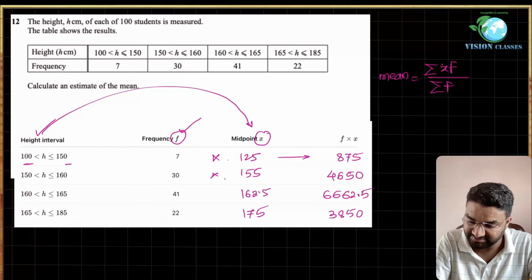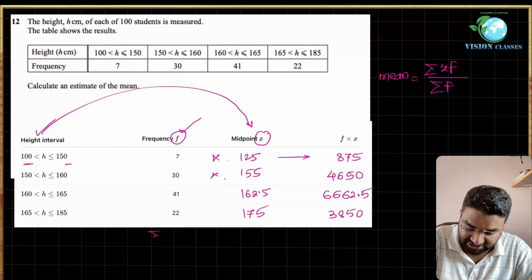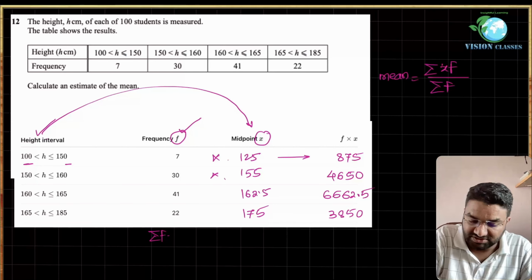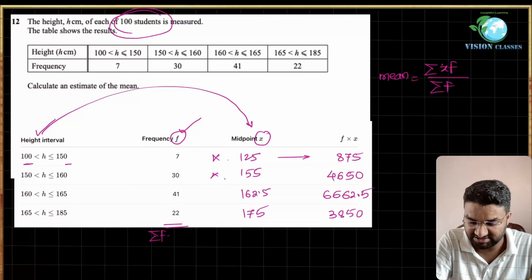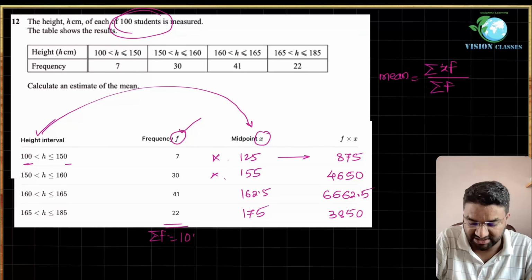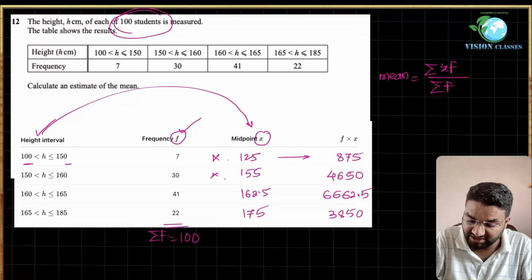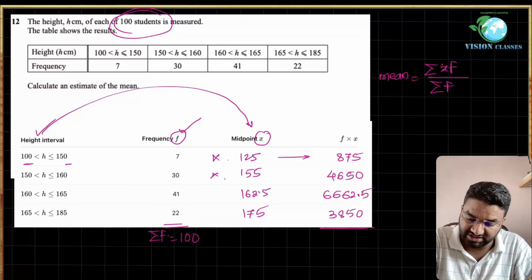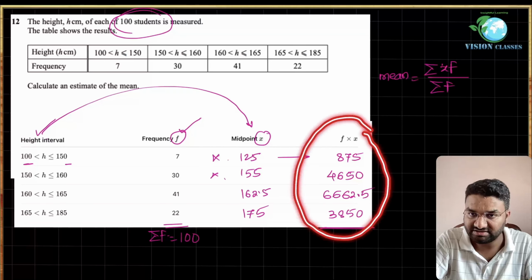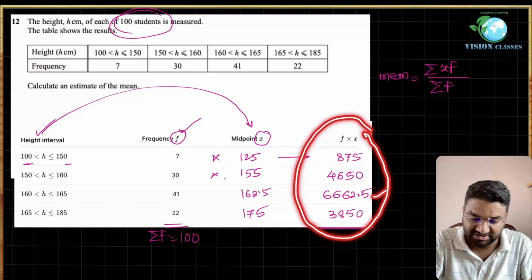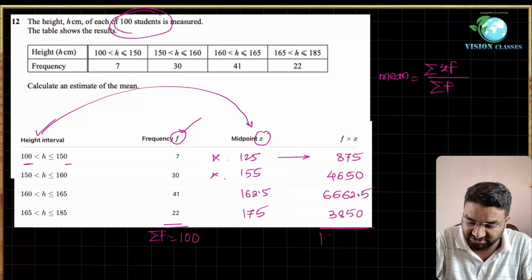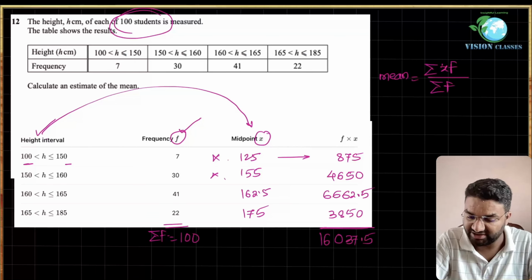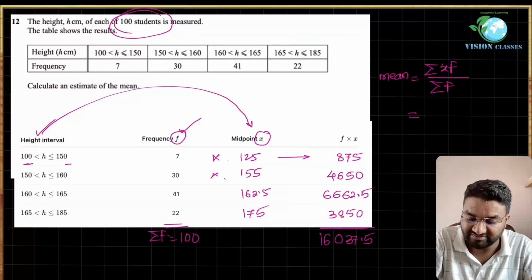So firstly calculate the summation of f. Here the total frequency is already given, it's 100 students, so the summation of f is equal to 100. Then put all these things in the calculator and calculate the summation as well. So if you do the calculation, it's something around 16,037.5.